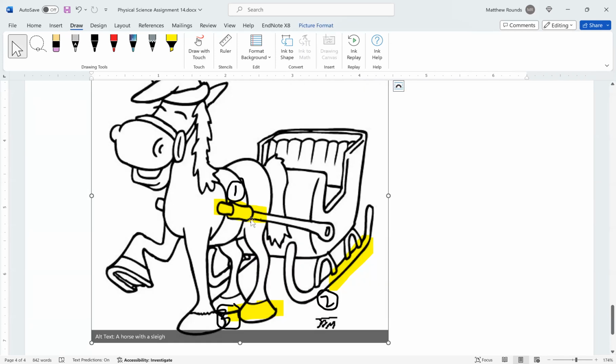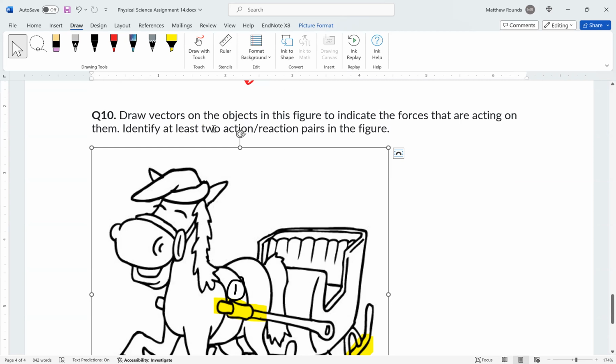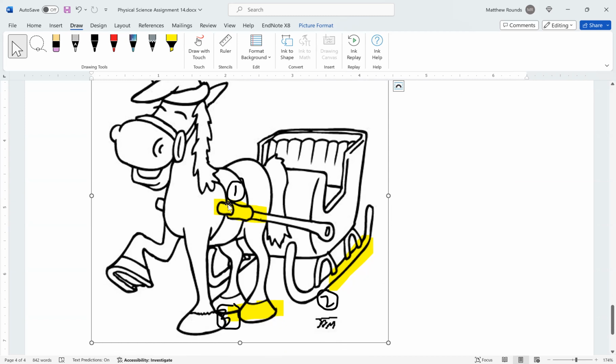Okay, so place number one is where the carriage attaches to the horse. Place number two is the carriage touching the ground. Place number three is the hooves of the horse touching the ground. So you have to identify at least two action reaction pairs. I've identified three. I'm looking for a sentence or two that talks about one, two, or three, whichever one you want. Let's just do sentence one.